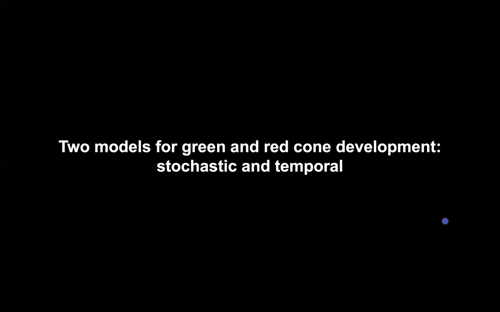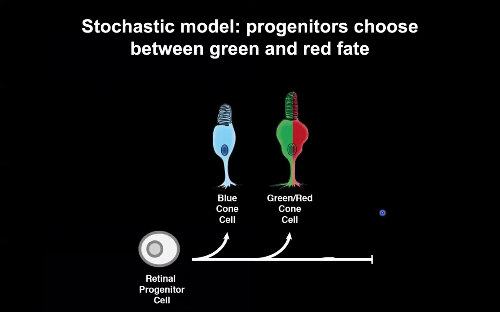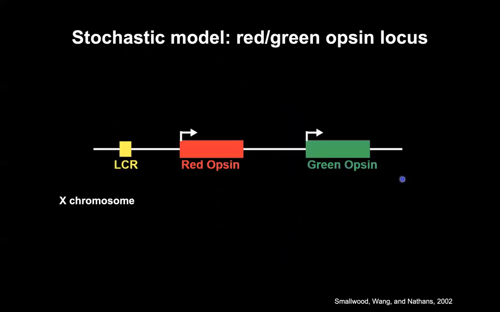There are two main models for green and red cone cell development in the field, the stochastic model and the temporal model. The prevailing model in the field is the stochastic model, where green and red cones choose their fate from a pool of retinal progenitor cells, which give rise to all of the cell types in the retina. In this model, blue cones are generated first temporally, and then green and red cones choose their fate stochastically.